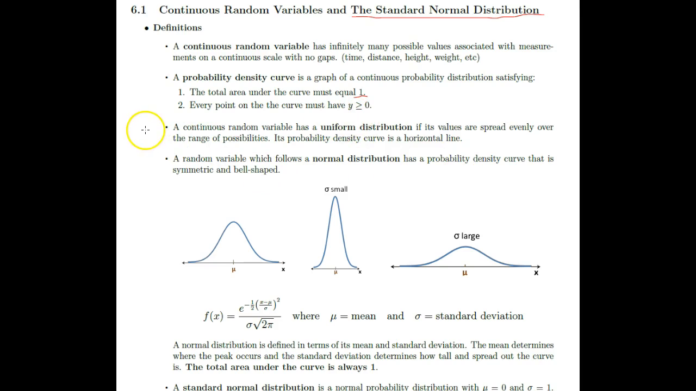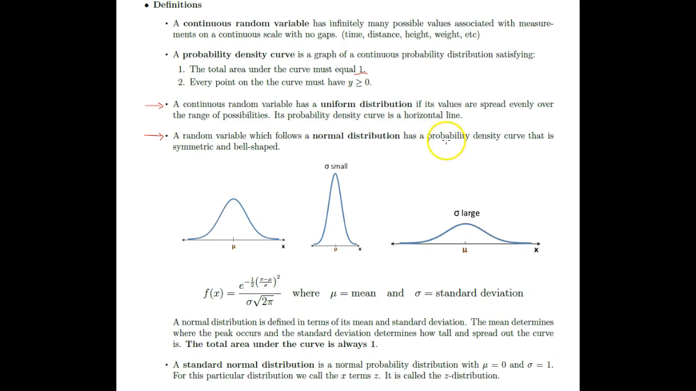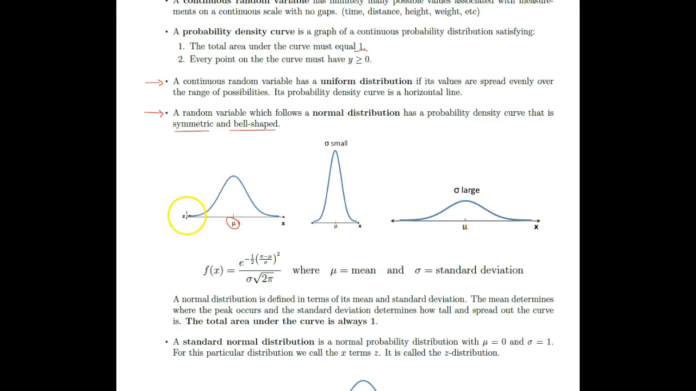Okay, we have something here called a uniform distribution. We don't really need to talk about that. We really want to talk here about the normal distribution, though. The normal distribution has a probability density curve that is symmetric and bell-shaped. Just like those examples we studied earlier, if you look at the mean of a normal distribution, you have a lot of values here. And then as you go further and further away from the mean, you find fewer and fewer values here.